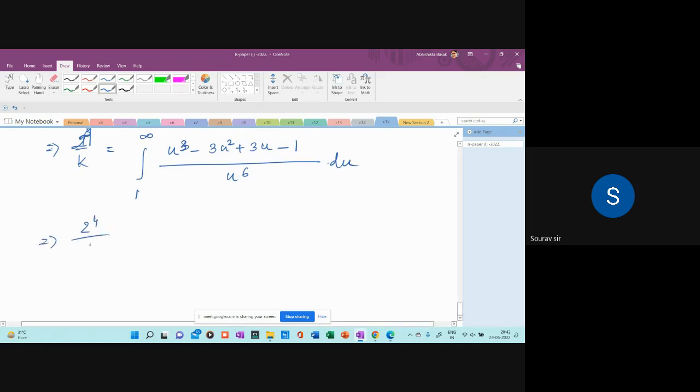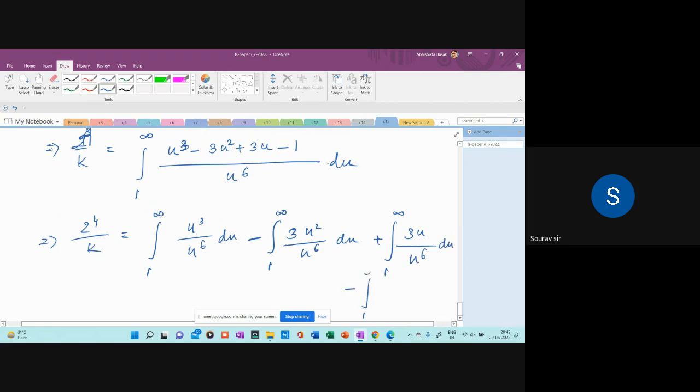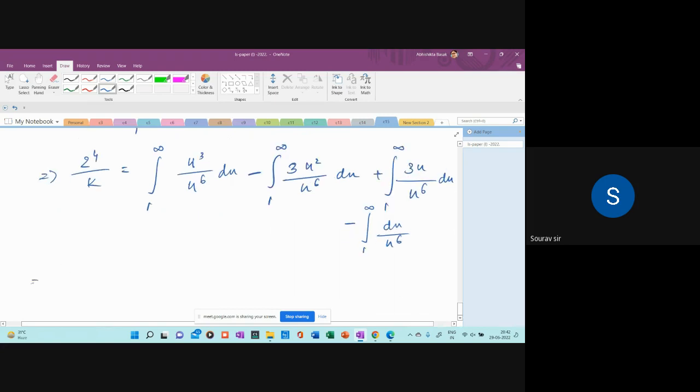2 to the power 4 by k is equals to 1 to infinity u cube by u to the power 6 du, minus 3u square by u to the power 6 du, plus 1 to infinity 3u by u to the power 6 du, minus 1 to infinity du by u to the power 6. So let's proceed and do the rest of the part.